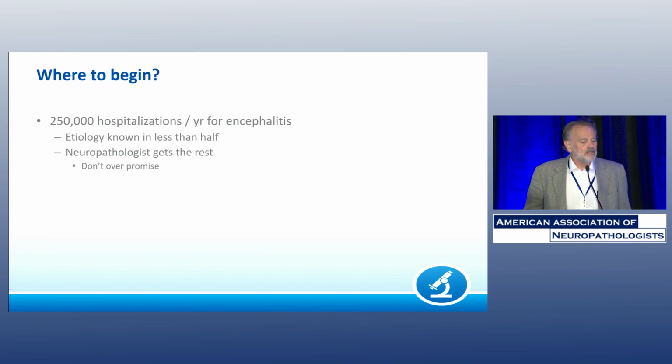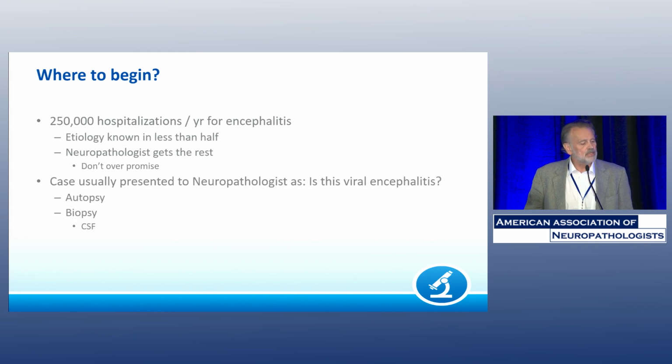And so the neuropathologist doesn't see the half that get diagnosed clinically, those made either on clinical exam or CSF analysis. We get the ones that are left over, the ones that are really quite difficult. So one of the first things I want to emphasize in this talk is that as the focused neuropathologist, what you don't want to do is overpromise in terms of what you're going to be able to do in making a diagnosis.